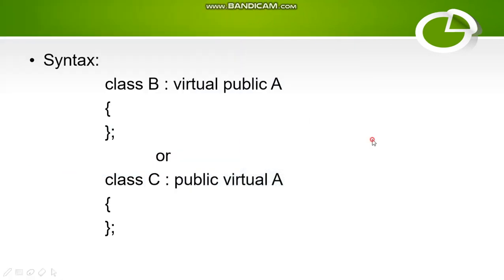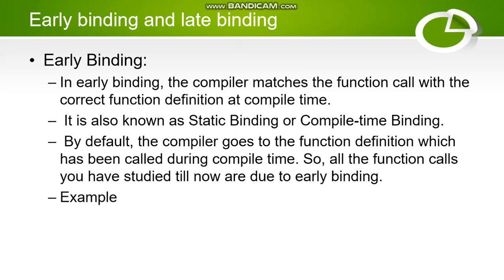The next point is early binding and late binding. In our syllabus only late binding is given, but I have taken both points so that you can understand both concepts. First, early binding. In early binding, the compiler matches the function call with the correct function definition at compile time. So it is also known as static binding or compile time binding.